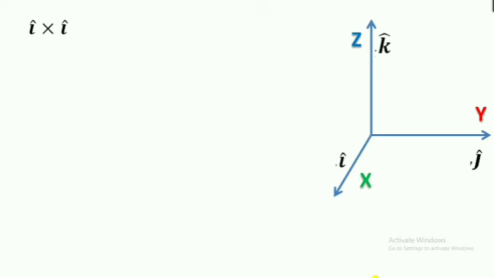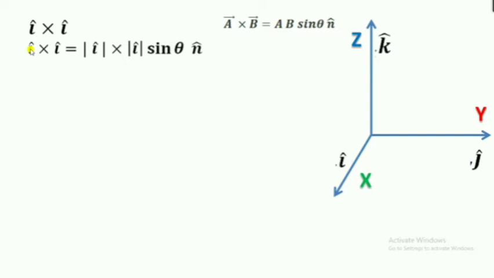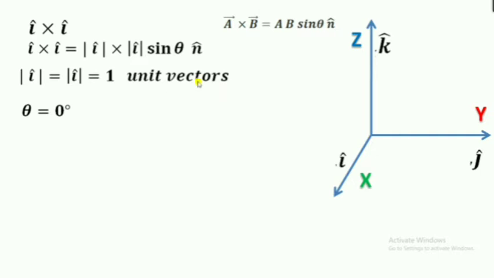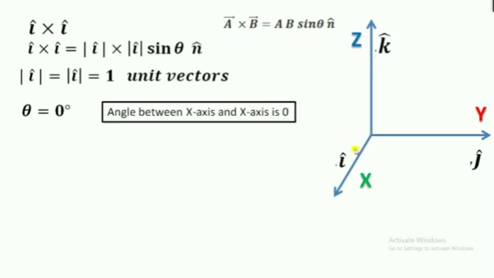Now let's find out how much is I cross I. We know the formula A cross B is AB sine theta n cap. Out here A is I, B is also I. So I cross I is equal to magnitude of I into magnitude of I into sine theta and n cap. The magnitude of I is 1 because I is a unit vector, and the angle between I and I is 0, because one I is in the x direction and the other I is also in the x direction.